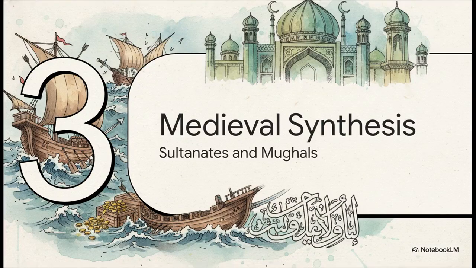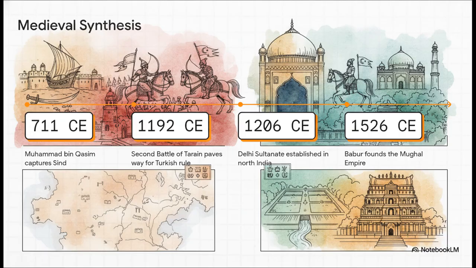All of this sets the stage for our third epic, the medieval synthesis. This is the era of the Sultanates and the Mughals. It's a period defined by fierce regional conflicts and the pivotal arrival of new Islamic cultures. While the northern kingdoms were busy fighting each other over trade routes, new forces started arriving from the west.